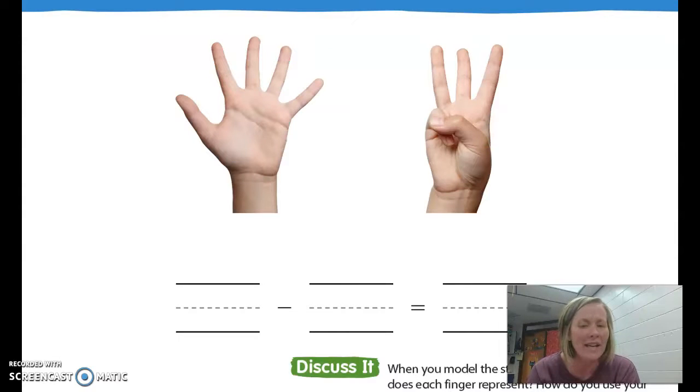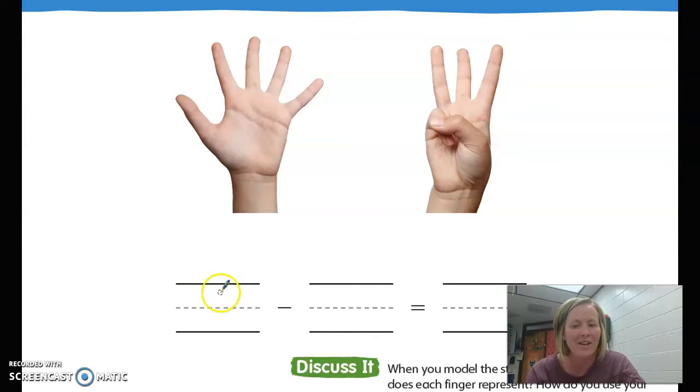So we are going to be practicing the strategy of using our fingers to subtract. So I have a problem for you. There were 8 crayons in the box. So how many am I going to start with? What should I write? You're right, there are 8.